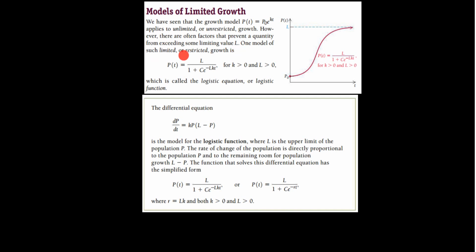One model of such limited or restricted growth is our function here, which is called the logistic equation or logistic function. An important thing here is L in our equation is called the upper limit or the limiting population. The rate of change of the population is directly proportional to the population P and to the remaining room for population growth, L minus P, where P is again the population. So this is our function, and good news, I don't think you have to actually memorize this. Everything I looked at, it's actually given to you. So wouldn't necessarily hold me to that, but that's that.